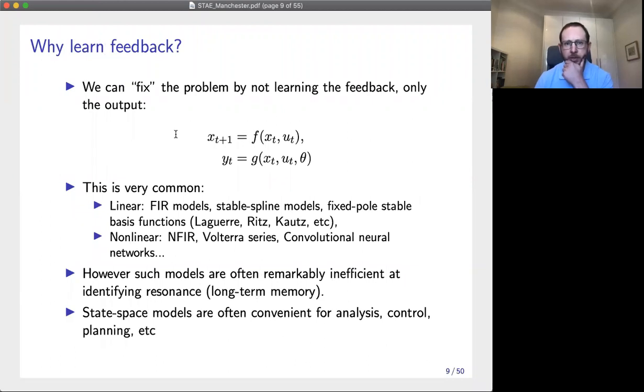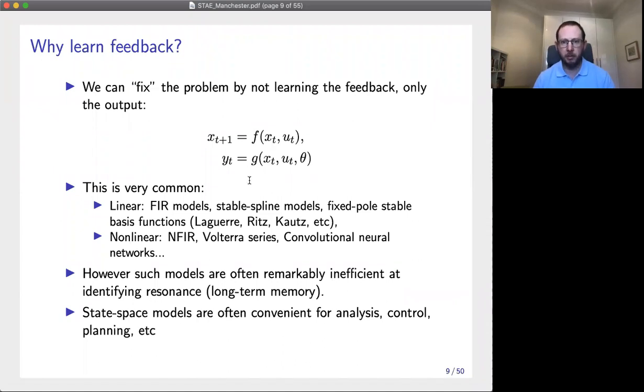We could perhaps solve this problem by just fixing the feedback dynamics, the function f here, to be some a priori known f, which is known to be stable, and then only searching over the output model. And this is actually a very common strategy. So for linear systems, finite impulse response models can be thought of in this way, where the dynamics here is essentially just recording a fixed history.